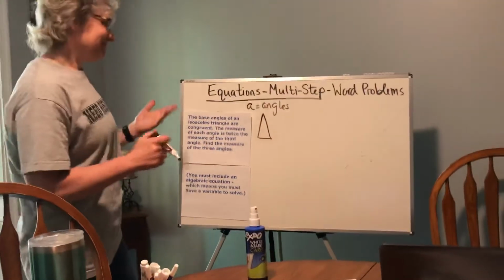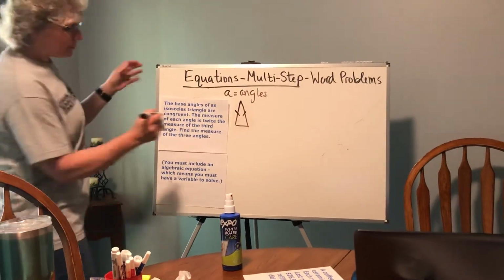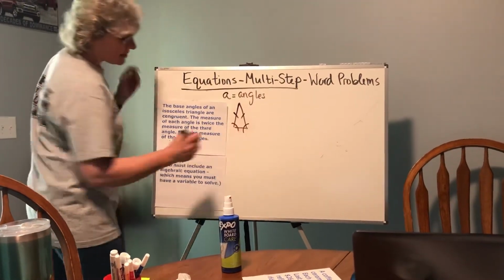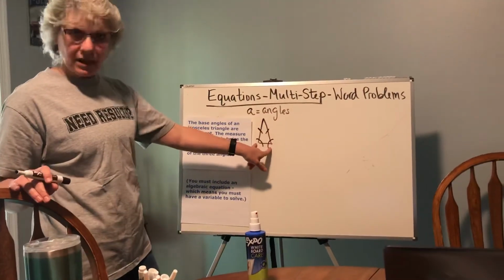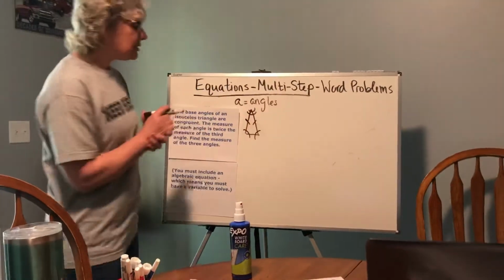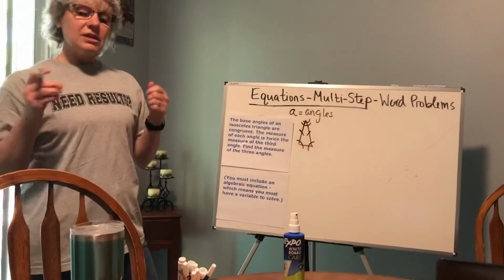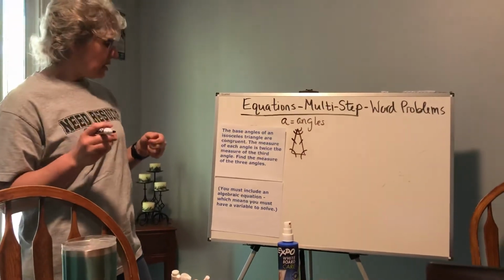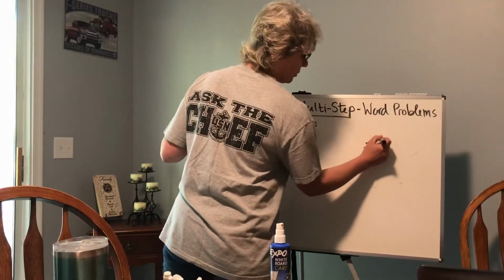We know that in an isosceles triangle the sides are congruent and that our base angles are congruent. And our third angle is a different measure. So we also know that the interior angles of all triangles equal 180 degrees. So that's how we're going to start building our problem.